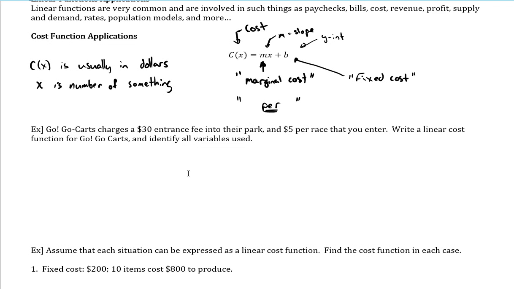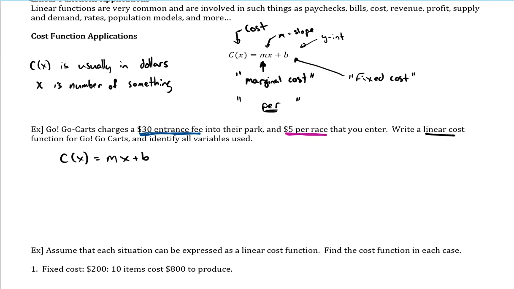So let's break this problem down. It says Go-Karts charges a $30 entrance fee into their park and $5 per race that you enter. Write a linear cost function for Go-Karts and identify all variables used. They do tell us it's linear cost, so we know the form is C of x equals mx plus b. What we need to do from here is break down what these are. We've got the $30 entrance fee and we have $5 per race.